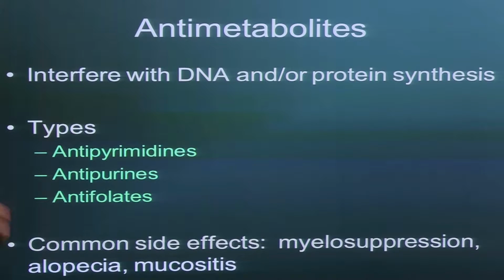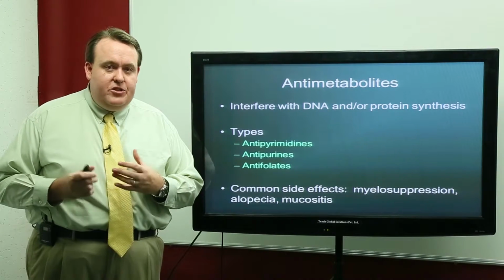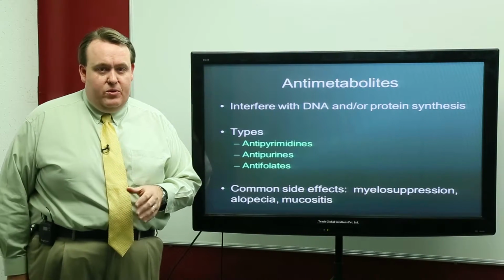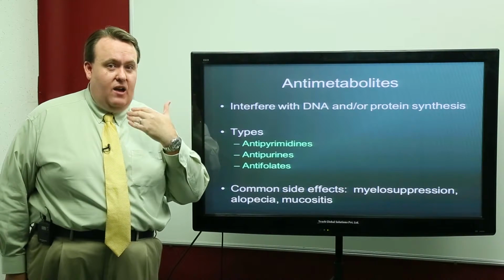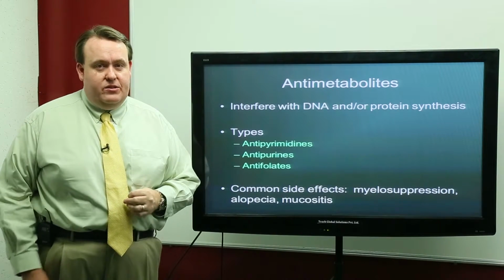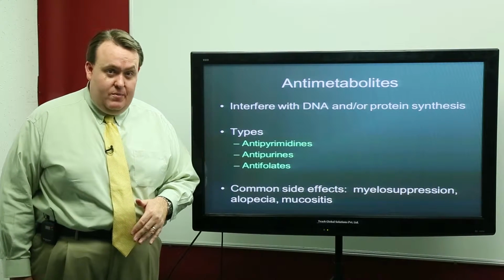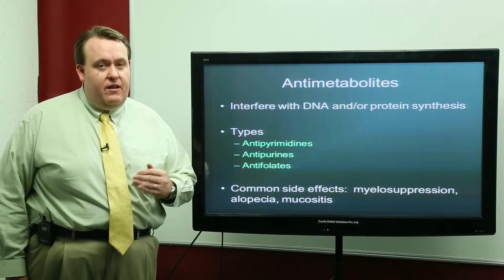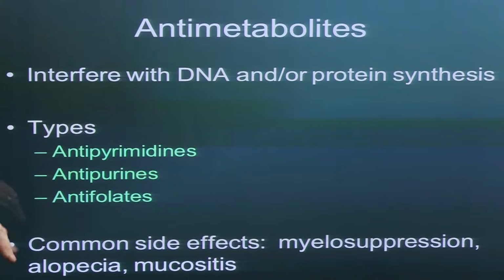As a class, or as a group, antimetabolites are well known for causing myelosuppression and mucositis, as well as hair loss. Mucositis is a general term for inflammation of the mucous membranes. Those mucous membranes could be in the mouth, the esophagus, all the way down the gastrointestinal tract. And so we'll see a lot of mouth sores, which is the stomatitis, but then we'll also see a lot of diarrhea from antimetabolites as a class. So let's talk about some of the examples.